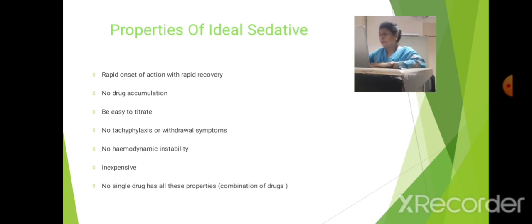Sometimes the drug we have used can have some problems such as vomiting or some other withdrawal symptoms. No hemodynamic instability. Whatever sedative is used, it should not compromise the hemodynamics, especially when it is used for a patient who is not hemodynamically stable. If the patient is hemodynamically stable, these drugs are usually very effective and lead to a very good response as desirable. The cost is also very important.